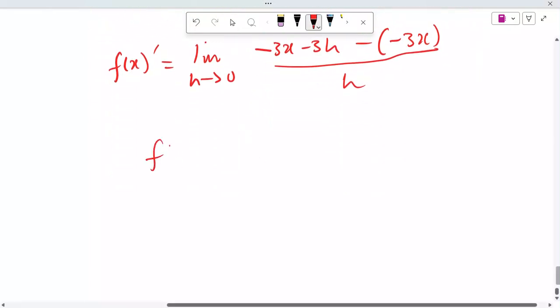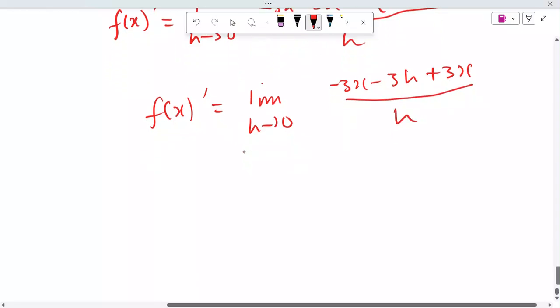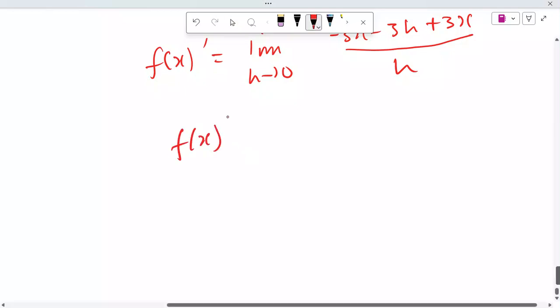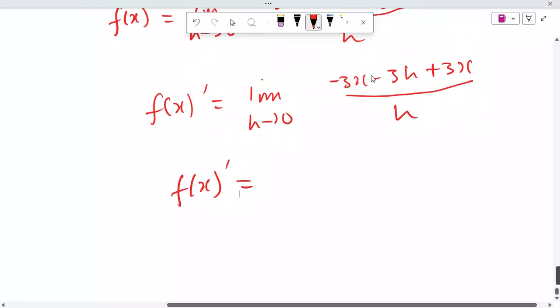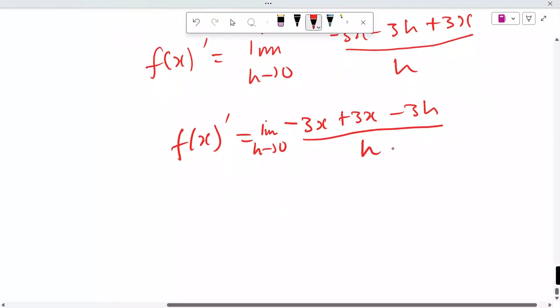So f prime of x is the limit as h approaches 0. This is negative 3x minus 3h, so negative becomes positive, plus 3x, over h. This will result in f prime of x equal to the limit as h approaches 0 of, we know this and this have alternating signs, 3x, we have plus 3x minus 3h, over h. If you have negative 3 plus 3, the answer is 0 because they have alternating signs.